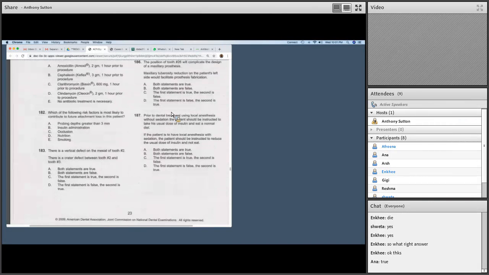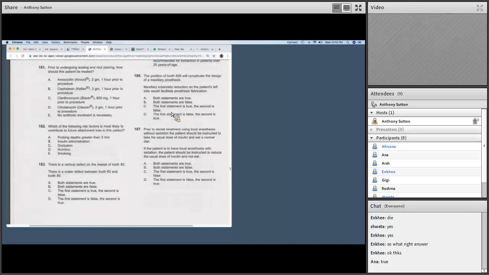And then let's see what our answer options are again. So we already know there's no vertical defect. So both statements cannot be true. So A is not an answer. And C is not an answer because we already know A is not true. The first statement is false. So our only options right now are B and D.